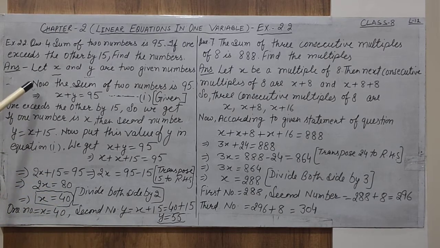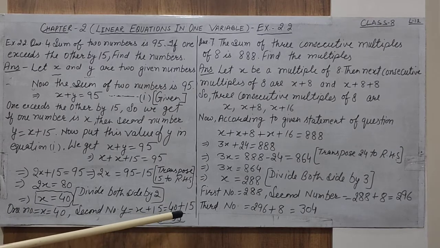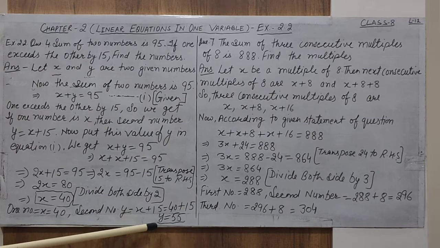What is x? x is a number which we have supposed. One number is x, and x is equal to 40. Then what about the second number? There is a relation between x and y. The second number is y, which is equal to x plus 15, and you get the value of x, that is x is equal to 40. So y is equal to x plus 15, that is 40 plus 15, that is 55. So by this method you can find out the values of both the numbers.